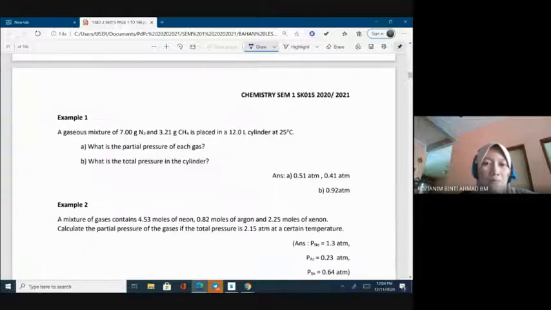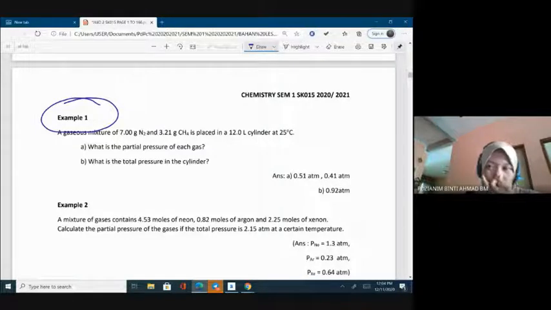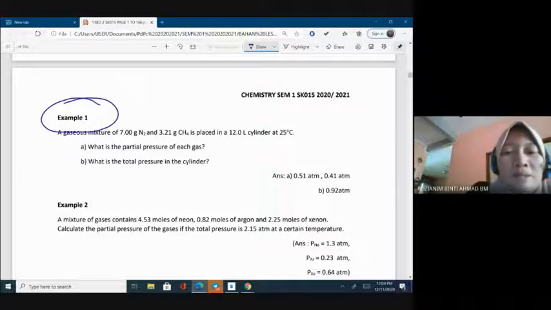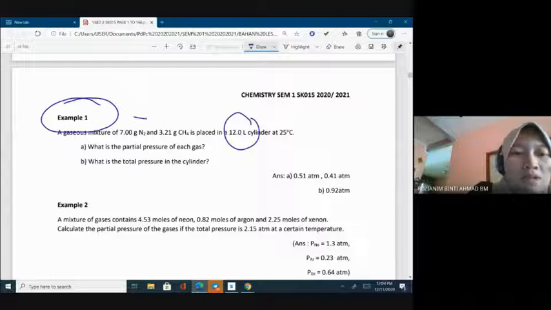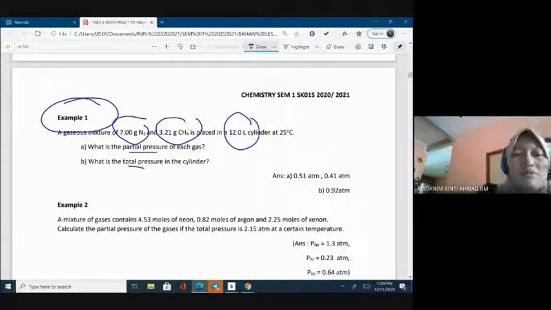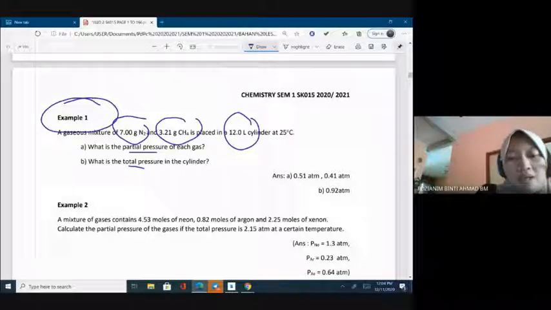Okay, now let's try example number 1. In example 1, we have the same container with two different gases. Calculate the partial pressure and the total pressure for each gas. Now calculate here.